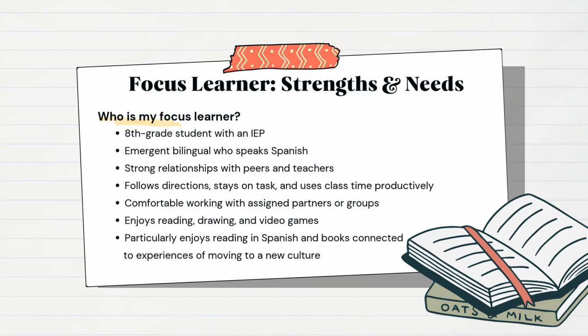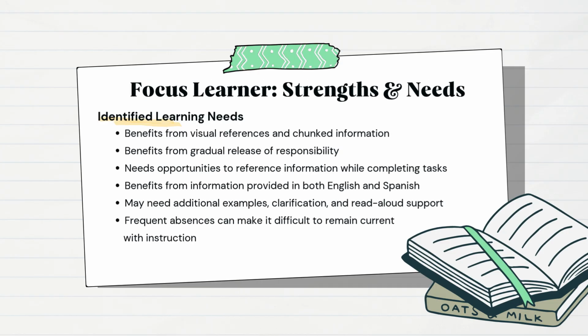So my focus learner for my project is an 8th grade student with an IEP. She's an emergent bilingual who speaks Spanish. She moved here from Venezuela when she was in 3rd grade. And she has Gorlin syndrome, which has required her to have multiple surgeries throughout her life. And she has visual difficulties. So she requires large print items.